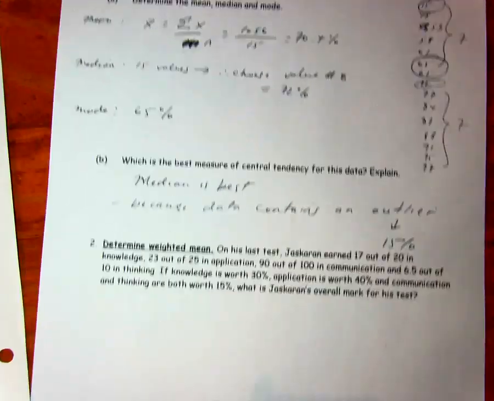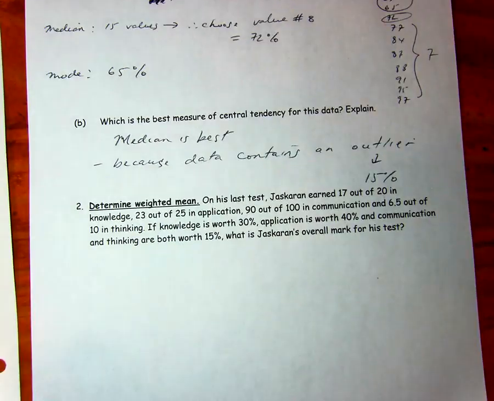Okay. Pretty easy stuff. Number 2: let's calculate how to determine a weighted mean. On this last test, I'll put you into the notes here, Jazz. Jazz Grant earned 17 out of 20 in knowledge, 23 out of 25 in application, 90 out of 100 in communication, and 6.5 out of 10 in thinking. If this was your only mark in the whole course, what would be your final mark?